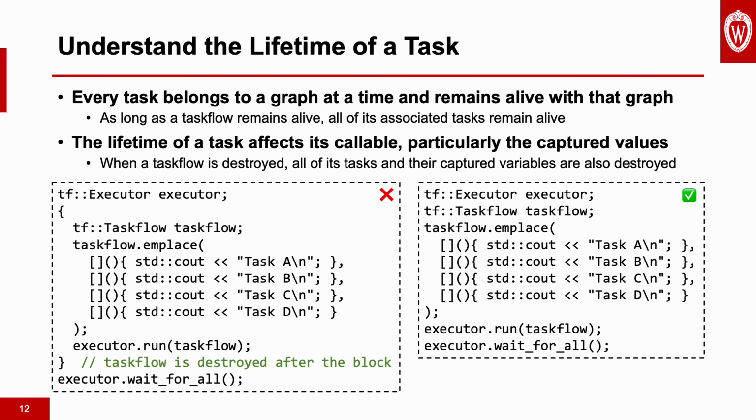Another key aspect of Taskflow is the lifetime of a task. Every task belongs to a graph at a time and remains alive with that graph. That is, as long as a Taskflow remains alive, all of its associated tasks remain alive. Understanding the lifetime of a task is very important because it affects the callable, particularly the captured values. When the Taskflow is destroyed, all of its tasks and their captured variables are also destroyed.